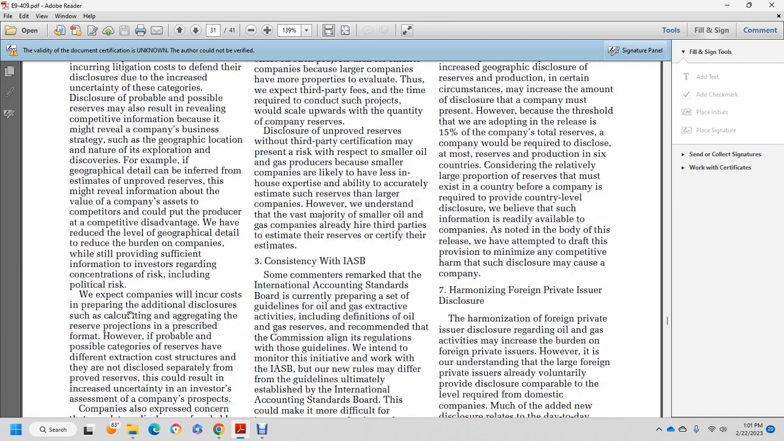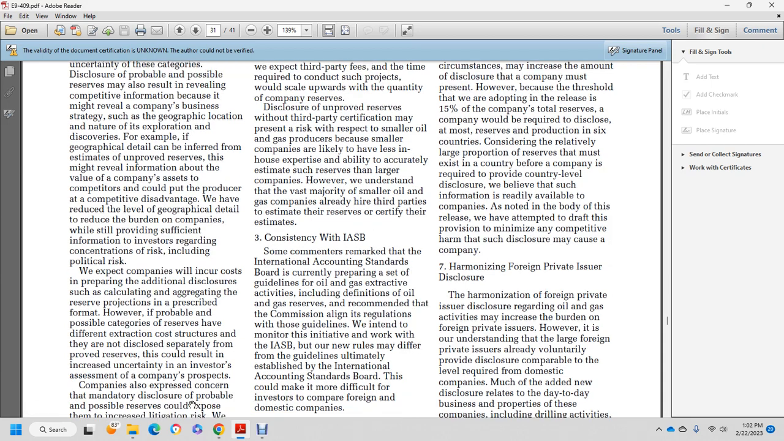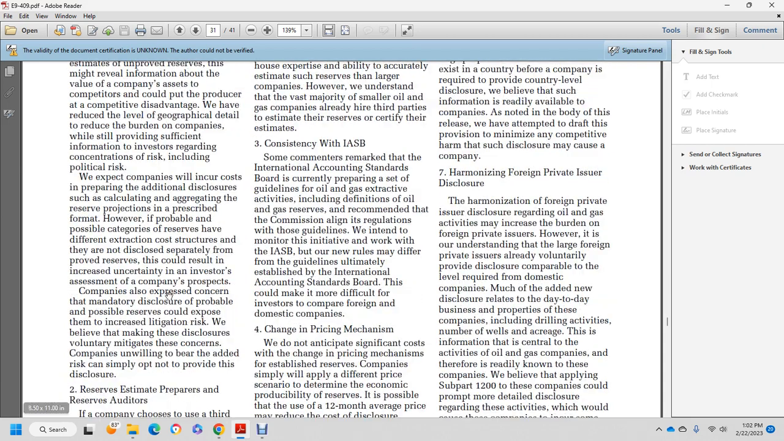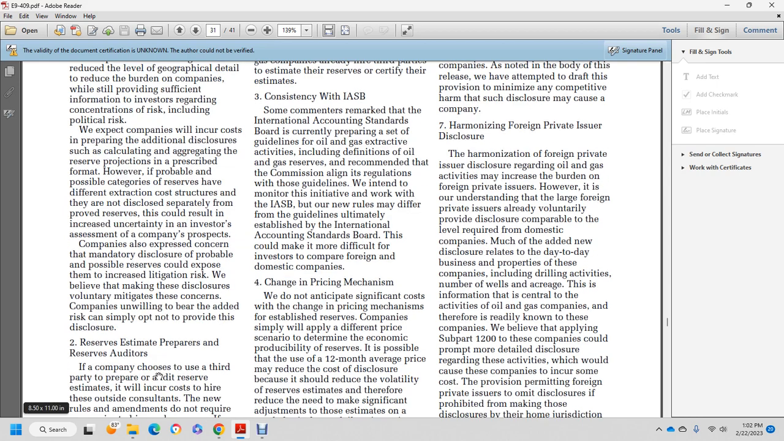We expect the companies will incur costs preparing the additional disclosure, such as calculating and aggregating the reserves and projections, the disclosure format, and the possible category of reserves with different extraction cost structures, then disclosing them separately. Unproved reservoirs could result in increased uncertainty in the investor's assessment of the company's prospects. Companies also expressed concern that mandatory disclosure of probable reserves could expose them to increased litigation risk. We believe that making the disclosure voluntary would mitigate the concern of companies unwilling to bear the added risk, though they may simply opt not to provide the disclosure.